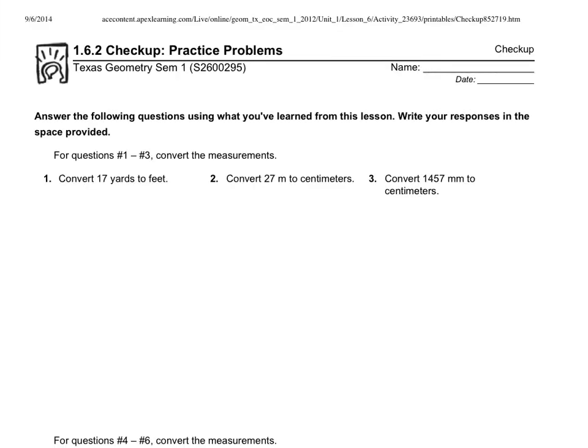For number 1, you're supposed to convert from 17 yards into feet. So I'm going to have to do 17 times. I'm converting to feet, so that goes on top. I'm converting from yards, that goes on bottom. If you go back and look at your conversions, you know that there are 3 feet in 1 yard. So we're going to multiply 17 times 3 divided by 1, and we're going to get 51. So there are 51 feet in 17 yards.